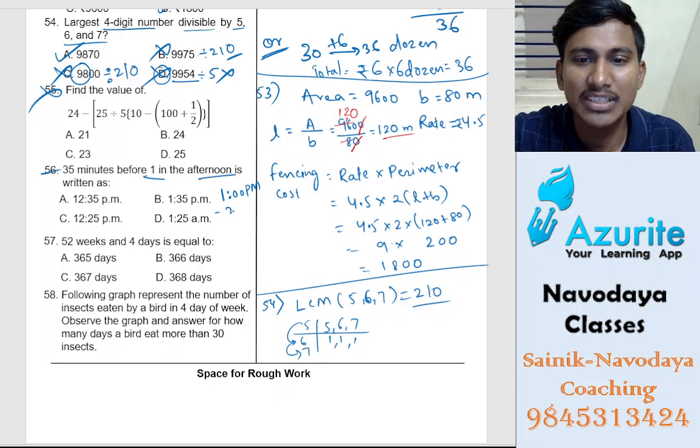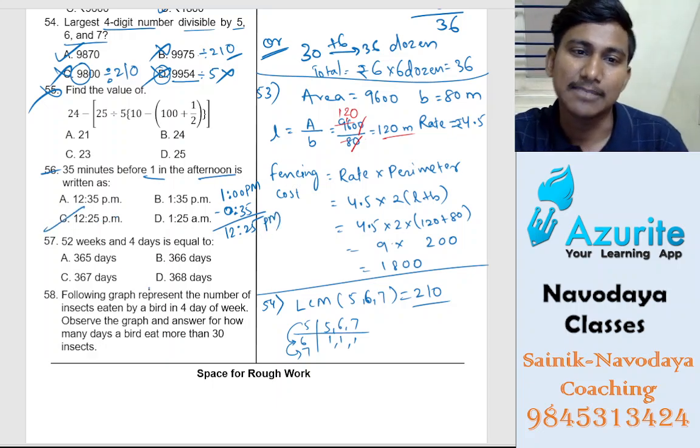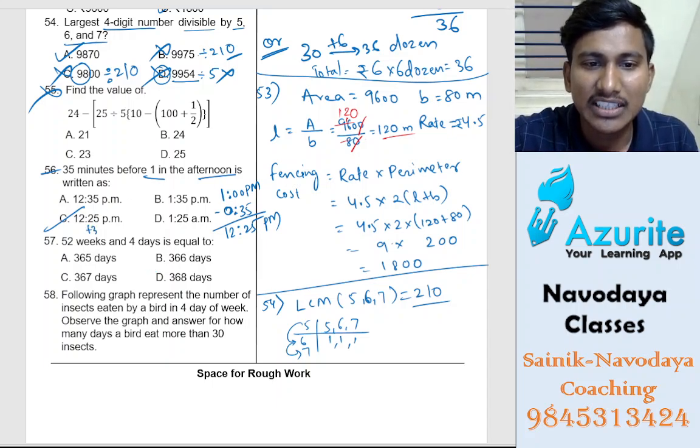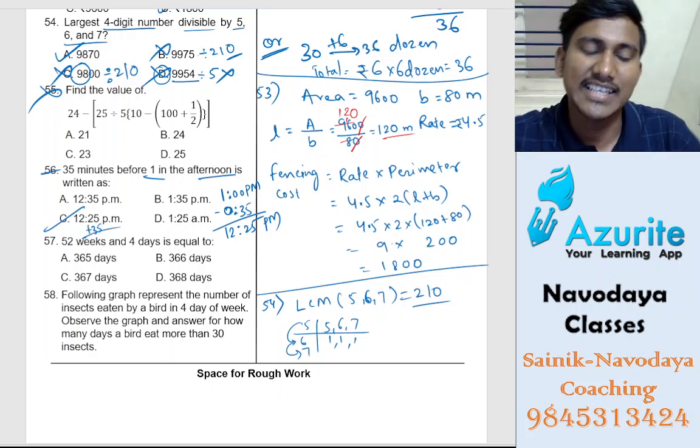Before that 35 minutes means we have to subtract 35. So if you subtract, you will get 12:25 PM. 12:25 PM means which option? Option C. If you add 35 minutes here, you will get 1 PM. So that is the C answer here.